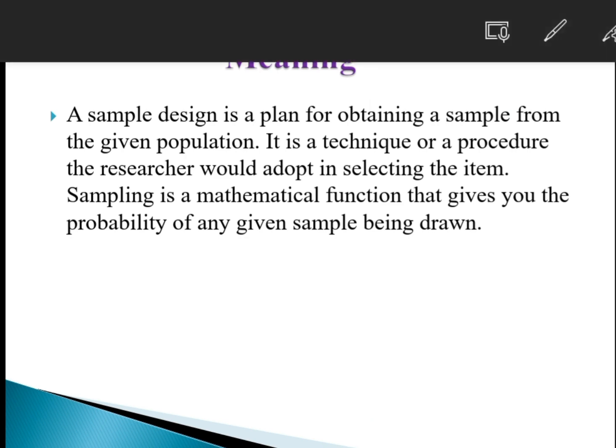Meaning. Sample design is a plan for obtaining a sample from the given population. Sample means that it is representative of the population. So sample design is a plan for obtaining a sample from the population. Then we have to specify the population from where we get the data. On the basis of that population we select the sample. It is a technique or a procedure the researcher would adopt in selecting the items. When we discuss sample design, it is a planning, a technique, or a procedure by which the researcher adopts or selects the items or the sample.